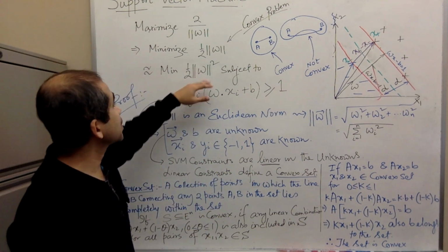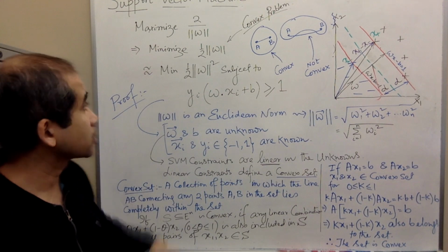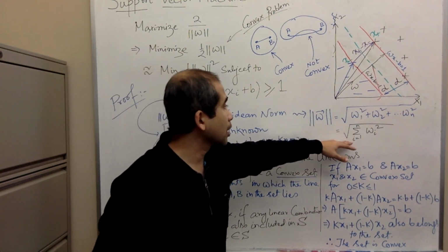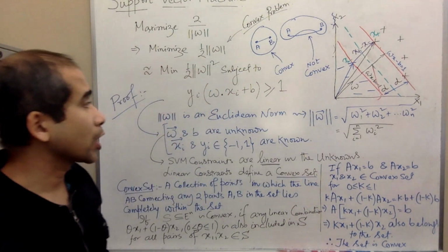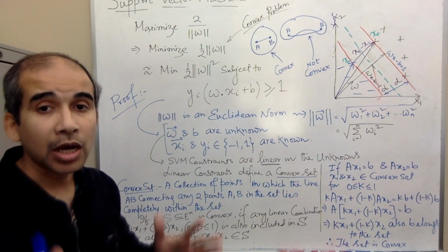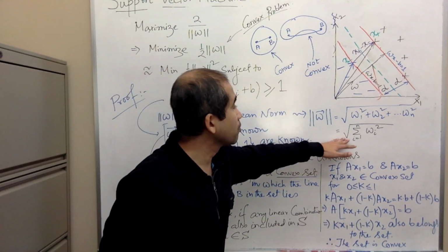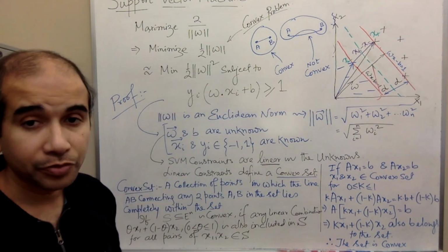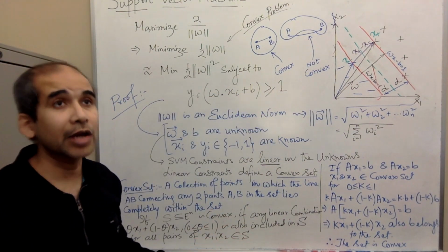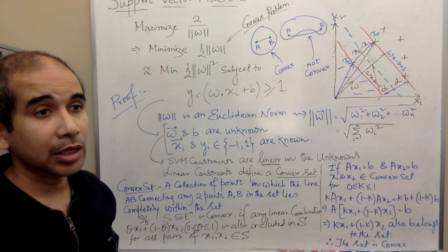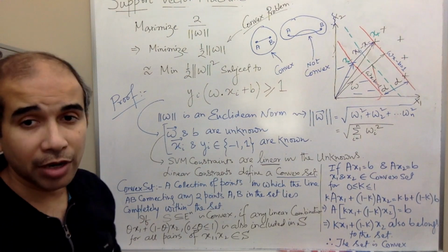Now, why do we write it as half mod w square? Because mod w is nothing but the Euclidean norm: mod w is the square root of the sum, i from 1 to n, of all the components of the vector squared. Because it's a square root, if we make it a square, it's much easier mathematically to compute. Like the mean square error we always calculated in linear regression, it's easier mathematically.